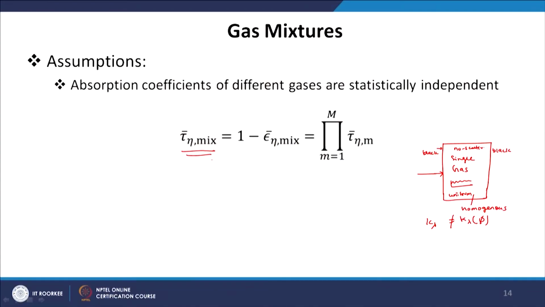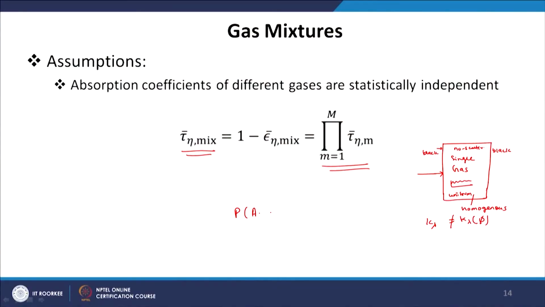Now, there is again a very simple analysis. What we define is that the mixture transmissivity is basically a product of individual transmissivities. This is a very simple relation based on probability theory. If you have two events and both the events are independent, then you know that the probability of A times B is simply equal to the probability of A times the probability of B.